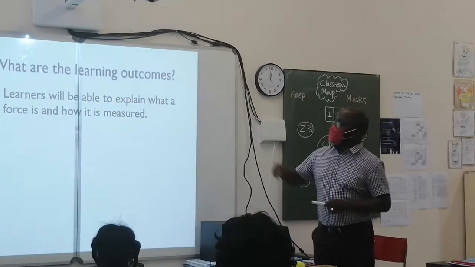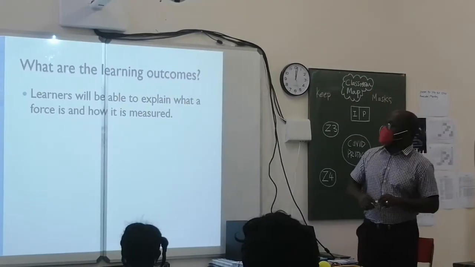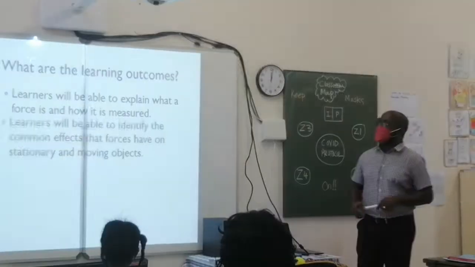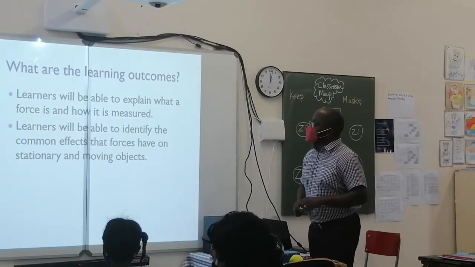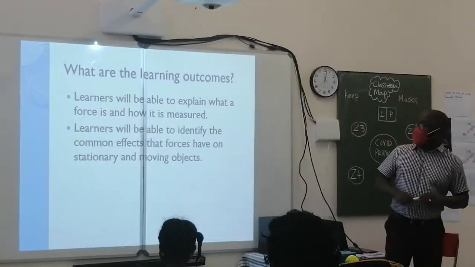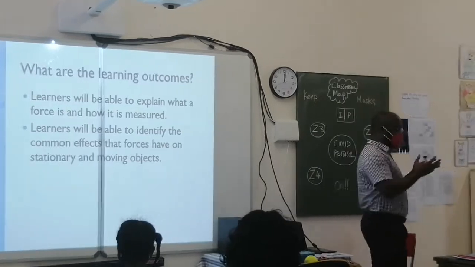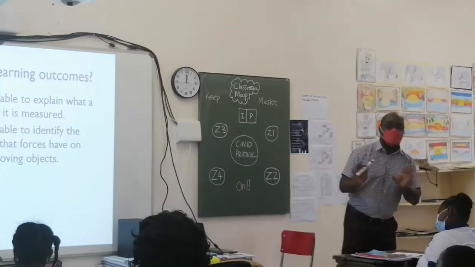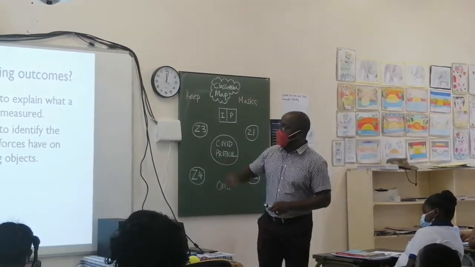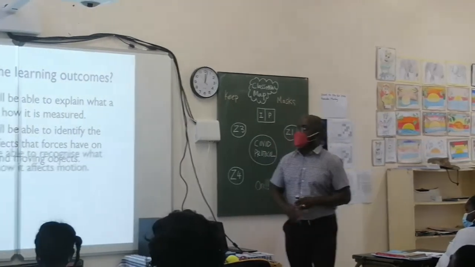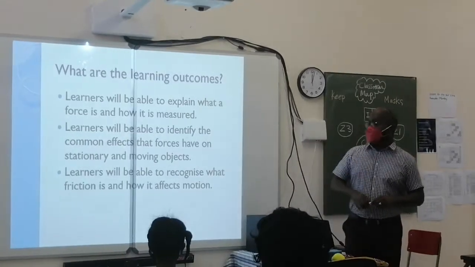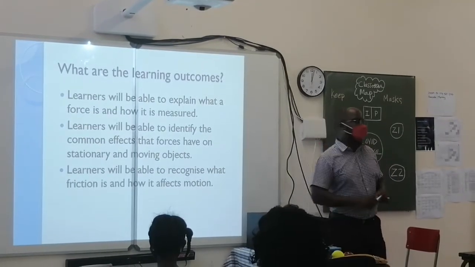First of all, learners will be able to explain what a force is and how it is measured. That is the first learning outcome on your worksheet. Secondly, learners will be able to identify the common effects that forces have on stationary and moving objects. Remember, there's stationery, which is your pens, pencils, rulers, and then there's stationary, which means not moving. Stationary with an A means not moving. And the third learning outcome is that learners will be able to recognize what friction is and how it affects motion.